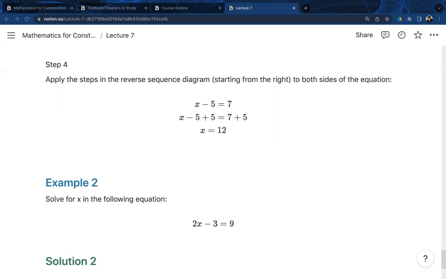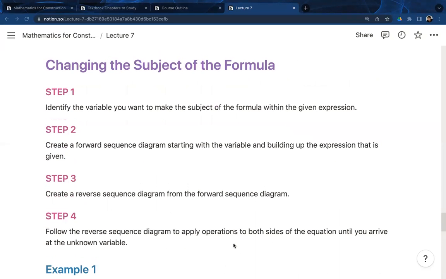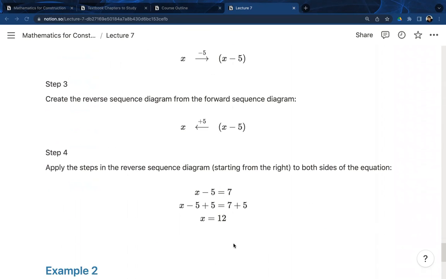Because often people will be like, well, sir, how do you know you're supposed to, I don't know, add 5 first? How do you know you're supposed to add 5? How do you know you're supposed to take away 7? People always ask that question. So to answer that question, that's why I give a step-by-step process here to change the subject of the formula. It always works.